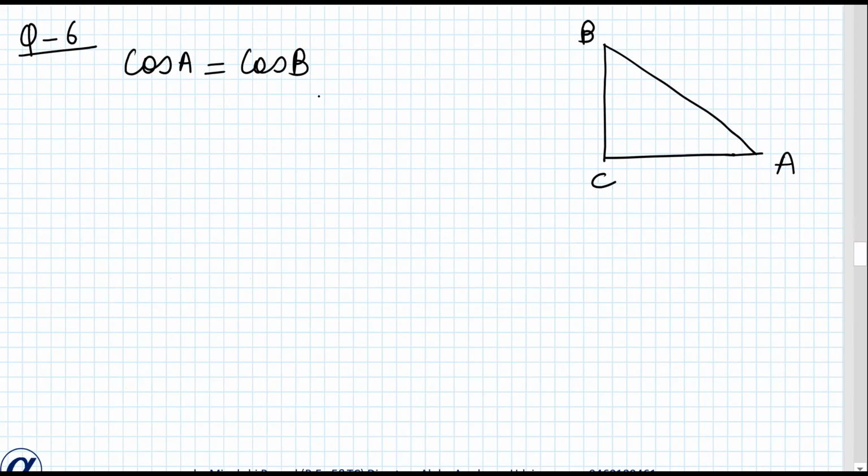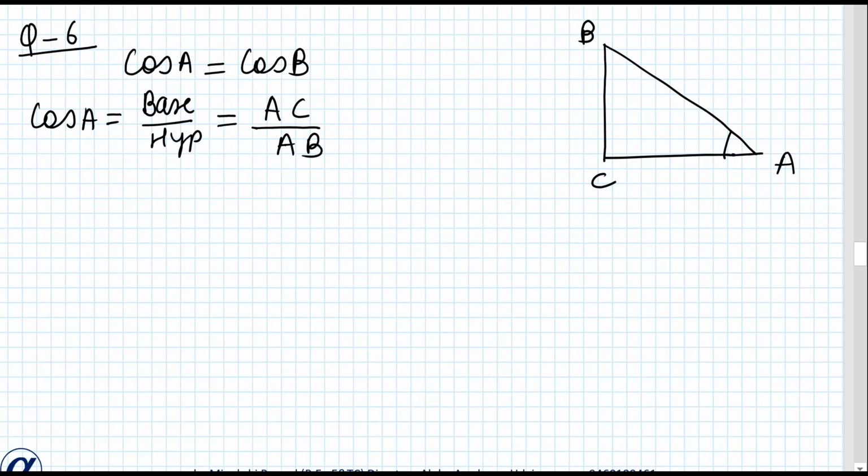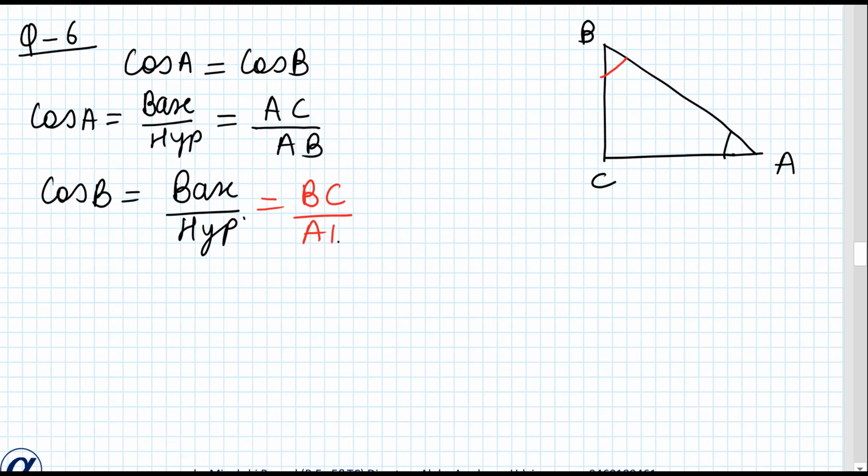Now cos A, we know, is base upon hypotenuse. If angle A is under consideration, what is the base? AC, and the hypotenuse is AB. Cos B is also base upon hypotenuse, but if angle B is under consideration, the base will be BC and the hypotenuse will be AB.